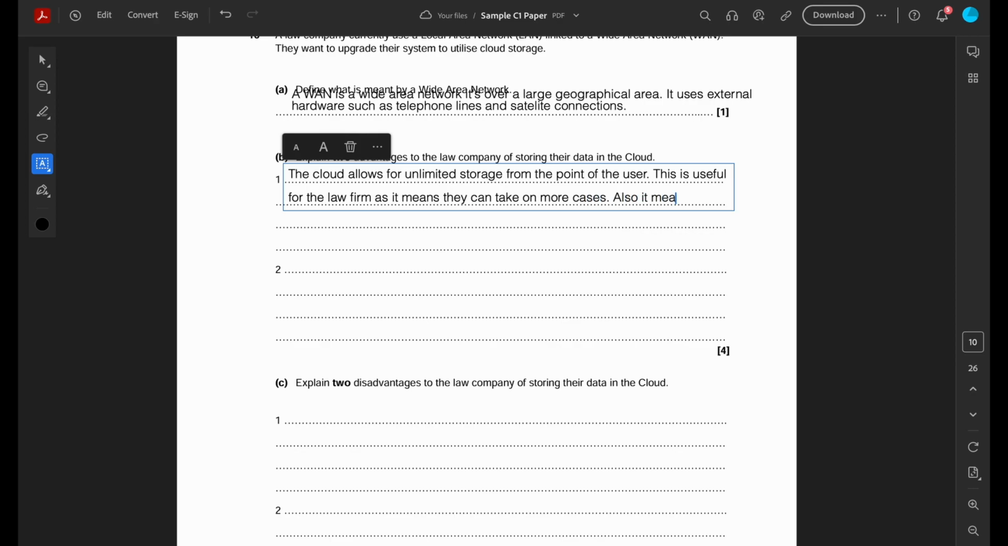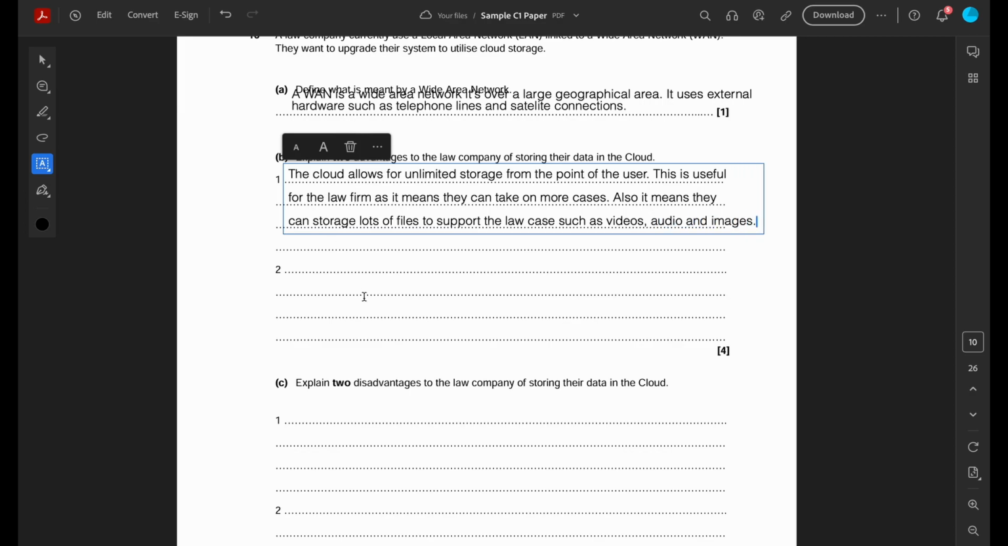Also, it means they can store lots of files to support the law case, such as videos, audio, and images. So I'm just making sure that I don't just make a generic point. I'm trying to get it back to the law firm all of the time. Worst case, if you're not sure, I always try and say to the students to use the person's name or the company's name, or the kind of generic company name in this case, to try and get the mark. So always do that because that's really useful.